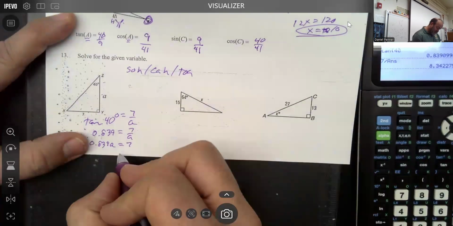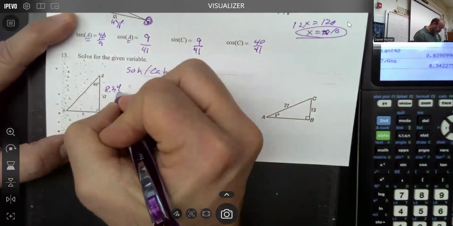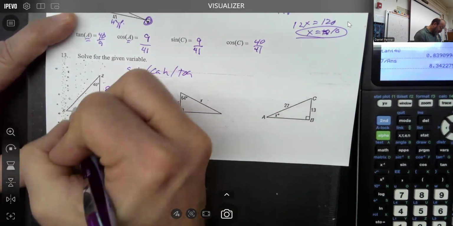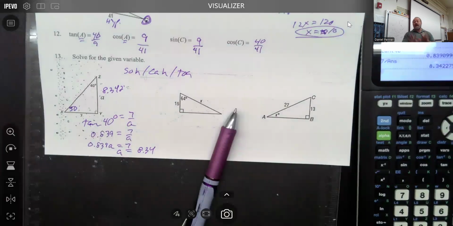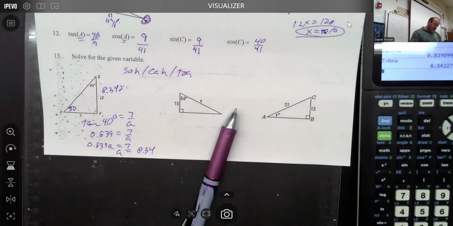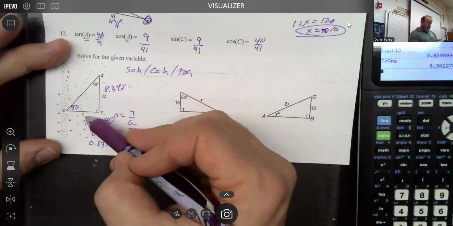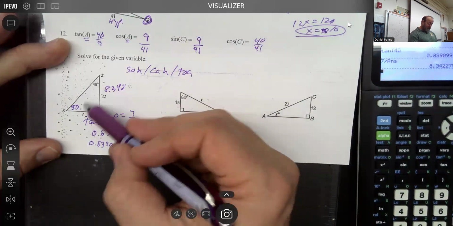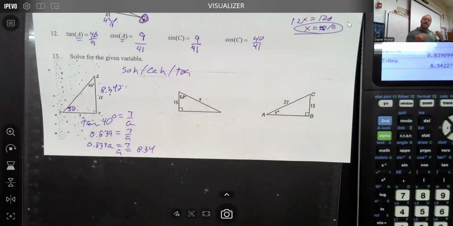So A is 8.34. Now, one of the things that we talked about, at least in my class, and maybe other classes did as well, because there's 180 in a triangle, I know that that missing angle was 50. I didn't need that angle, but what I noticed is we had a theorem last semester that said the larger side is opposite the larger angle, and smaller sides are opposite smaller angles. And what I noticed is 40 is opposite 7, 50 is a slightly bigger angle. And what do you know? It's opposite a slightly bigger side. So that actually sounds good, like my math makes sense.